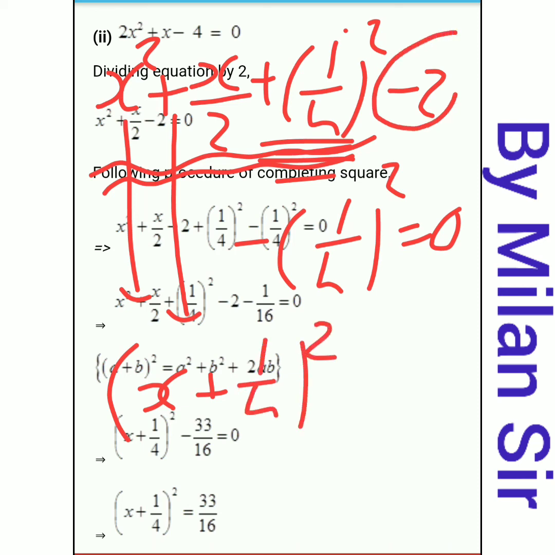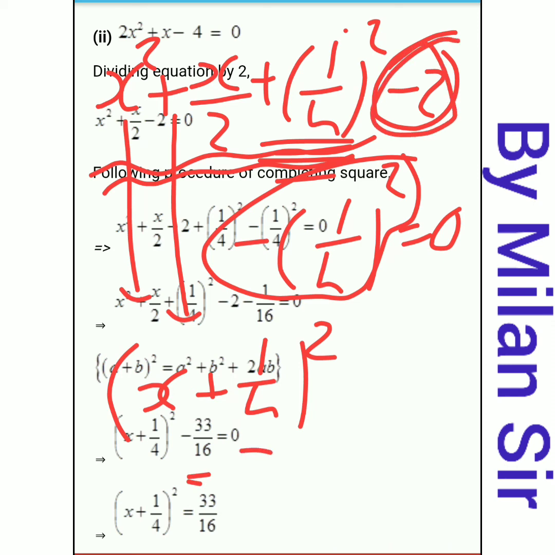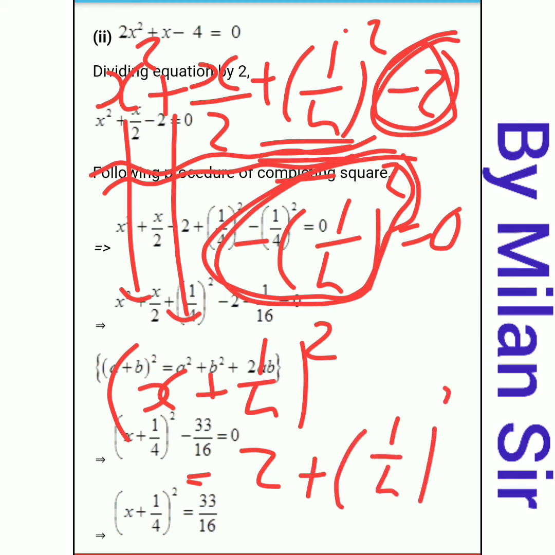Okay, these two terms, right now we are transferring them to the right hand side, so both become positive. So this minus 2 becomes positive, and this minus (1/4) all squared also becomes positive. So 2 plus (1/4) all squared. Here both terms have a negative sign, that's why we transfer them to the right hand side. Otherwise we can simplify it on the left hand side even. Okay, whatever you want, you can do it.